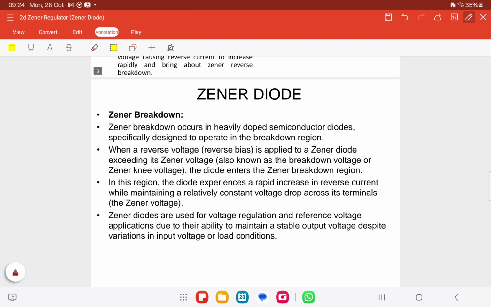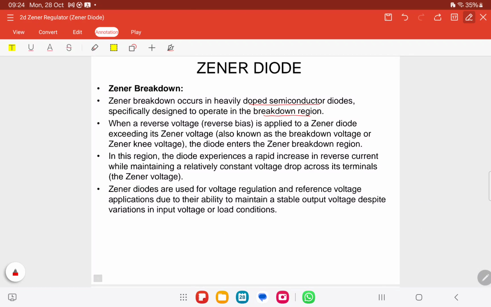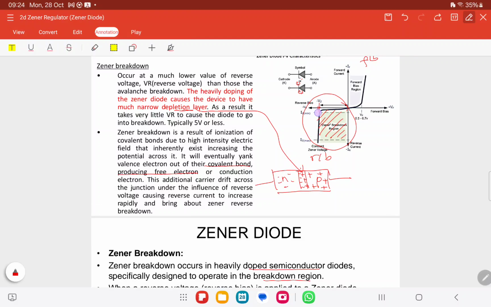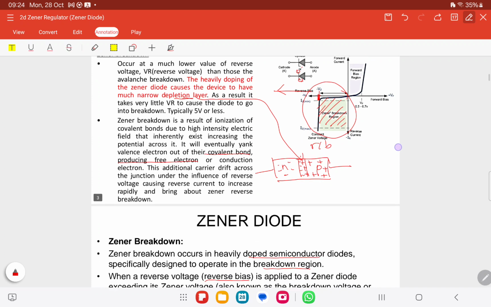Zener breakdown occurs in heavily doped semiconductor, specially designed for breakdown region. And that one is operate in reverse bias. Okay, dia akan relate lah in reverse bias. Dia akan occur breakdown, Zener breakdown. And then dia punya voltage is the breakdown voltage value. Until satu limit dekat sini, baru dia akan rosak. Kalau exceed lagi, Zener tu akan rosak lah. Diode tu akan rosak juga.